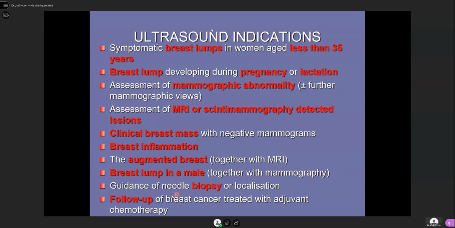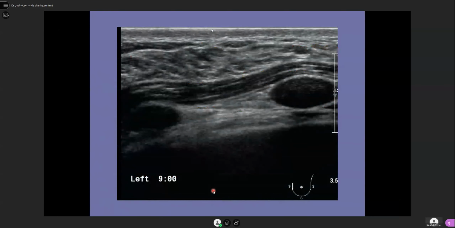Breast lump in a male, guidance of needle biopsy. Ultrasound is a very good tool for guiding the needle biopsies. Okay, follow up of breast cancer treated with adjuvant chemotherapy.